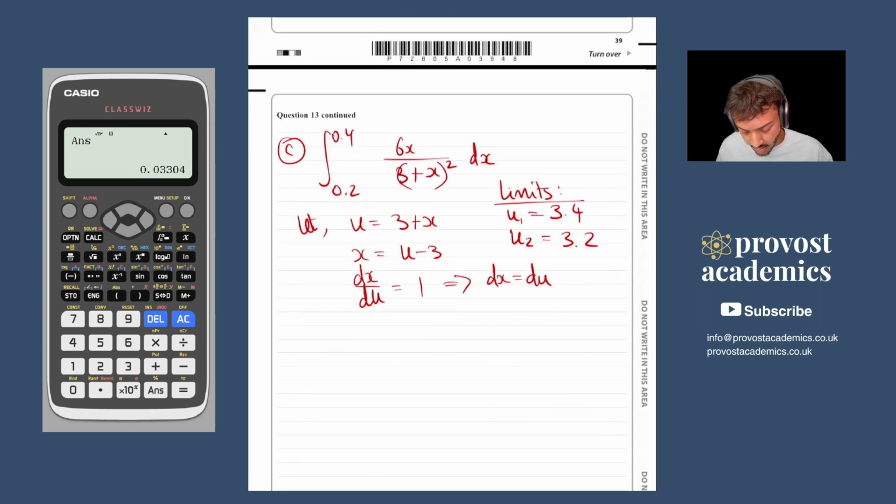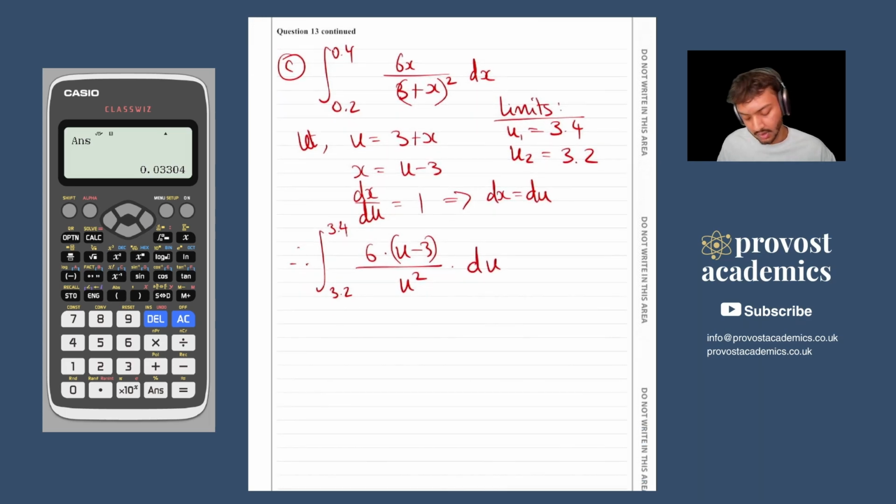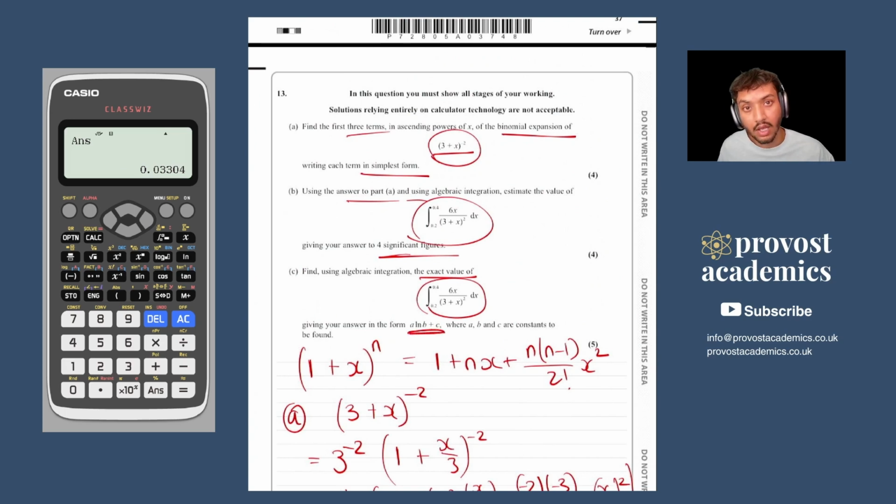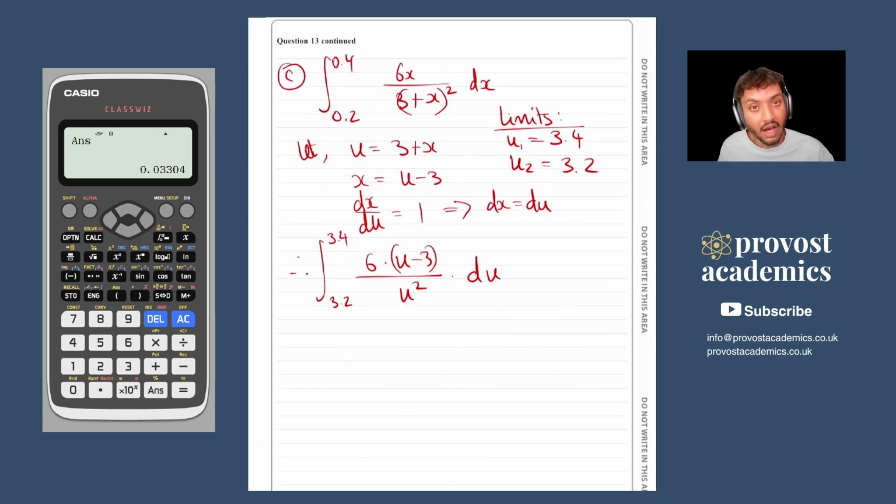Alright, so now let's rewrite everything. So I get the integral from 3.2 to 3.4 of 6 times x, which is u minus 3, all over u squared, times du, because dx is equal to du. Alright, so next what I can do is split the fractions into individual fractions. I think that's how I'll get the ln that was in the answer. They've given us how the answer would look, and there's a natural log. So we need something that is of power 1 in the denominator.